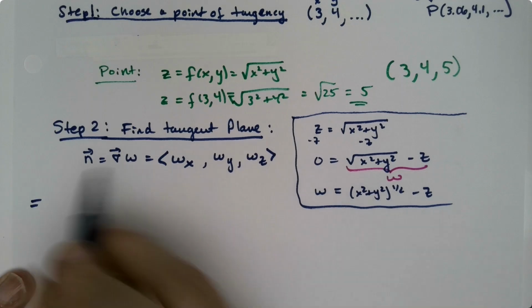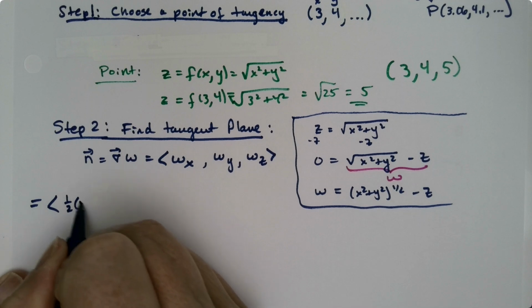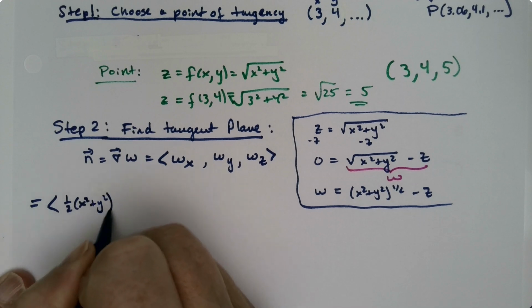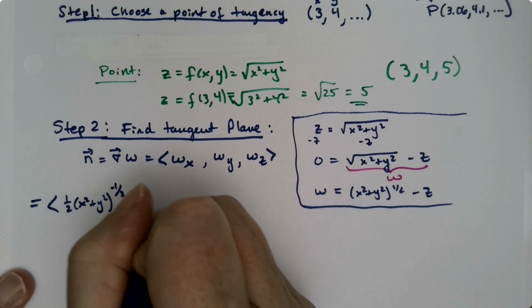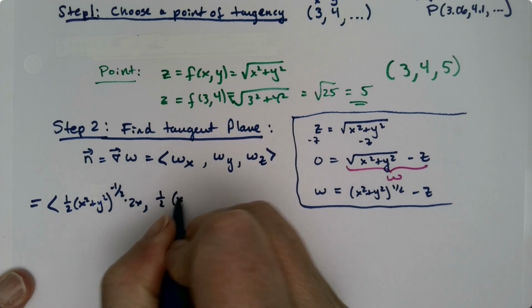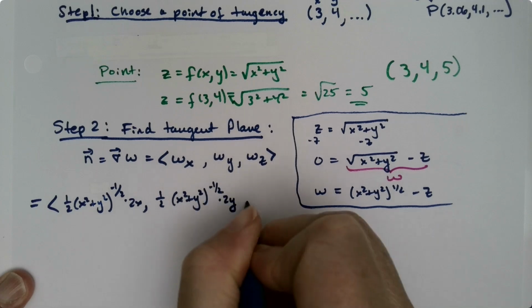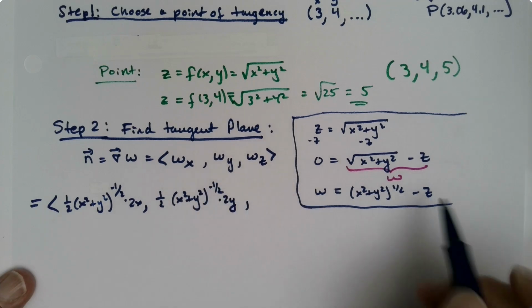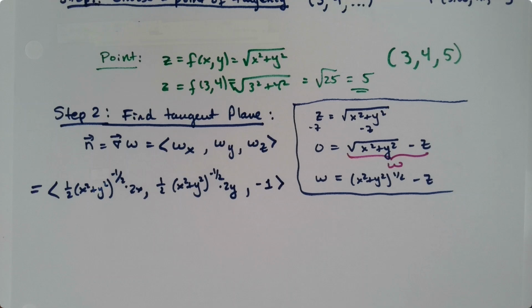because we're going to have to bring the 1/2 power down. So 1/2 times x squared plus y squared to the negative 1/2 times the derivative of the interior with respect to x, which is 2x. Then we're going to have to do it again. 1/2 x squared plus y squared to the negative 1/2 times 2y. And then luckily for us, the derivative with respect to z is really easy. It's -1 again, so that's nice.